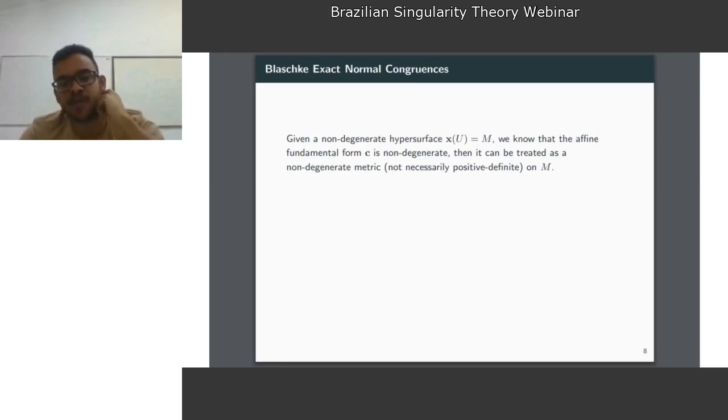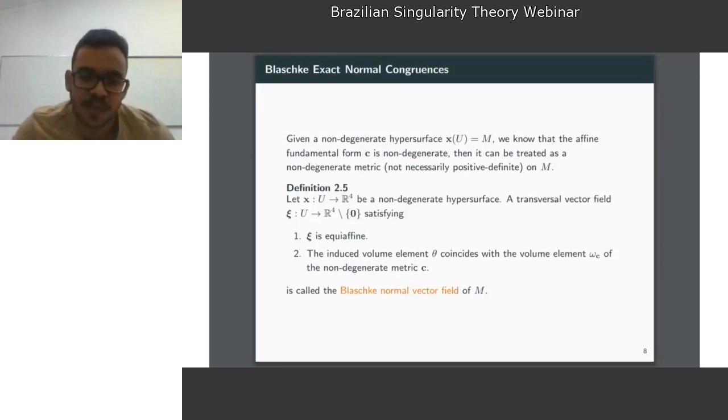We need to remark this. If we take a non-degenerate hypersurface and a transversal vector field, we know that the affine fundamental form is non-degenerate. So this can then be treated as a non-degenerate metric on M, because on each tangent space, it's a bilinear map. So the important thing here is that if it's a non-degenerate metric, there is a volume element associated.